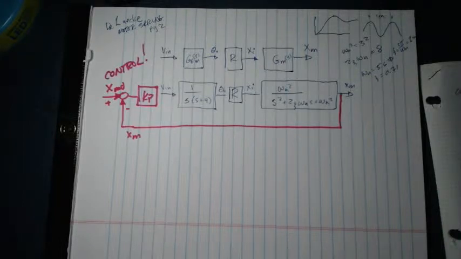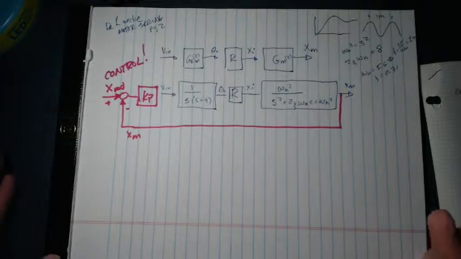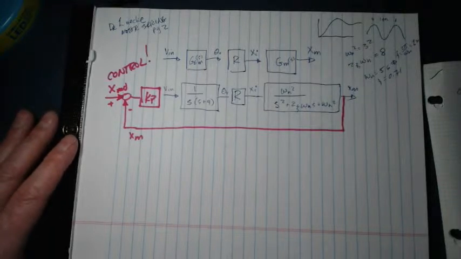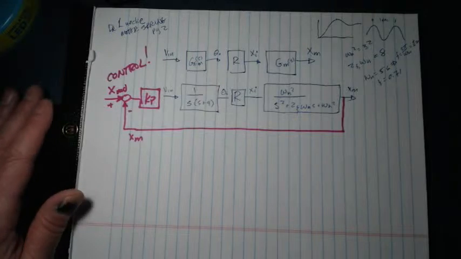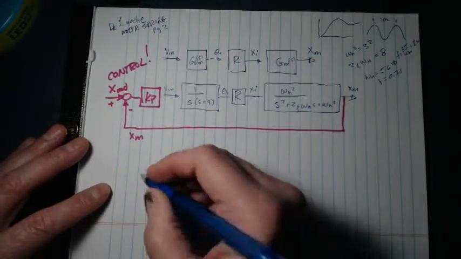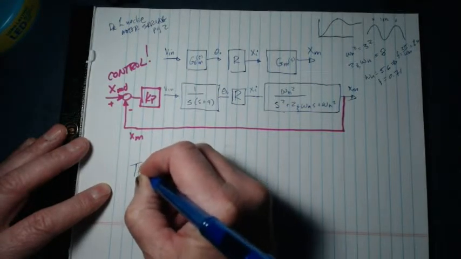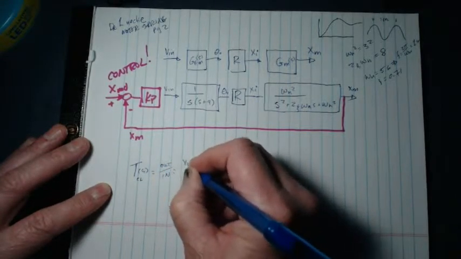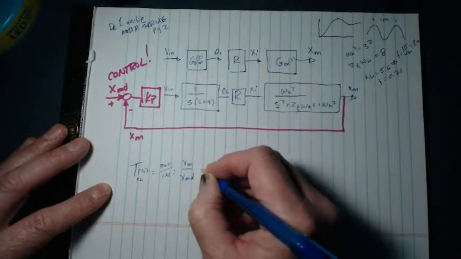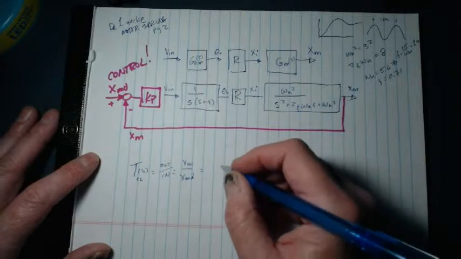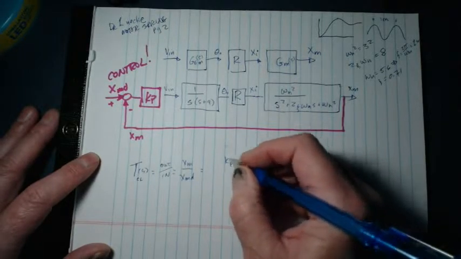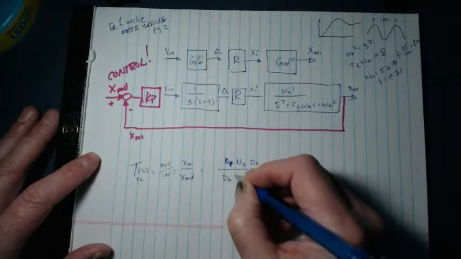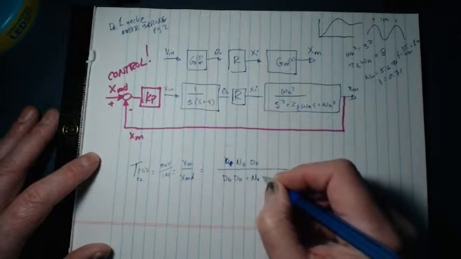So we can go ahead with our block diagram algebra and do all the work that we need to do, but why don't we just use the root locus technique to design this system? We can, of course, find out what the transfer function for this system is. T of S, the closed loop transfer function, is the output over the input, which is XM over XM desired. And we can just say it's the numerator of G times the denominator of H divided by the denominator of G times the denominator of H plus the numerator of G times the numerator of H.